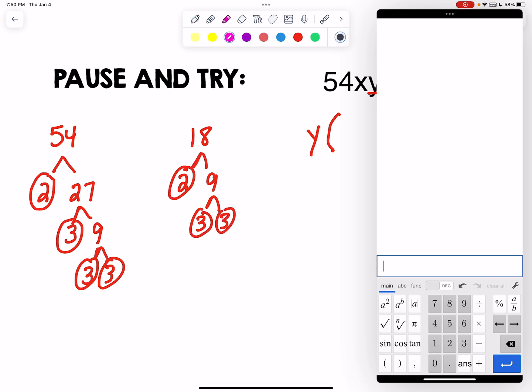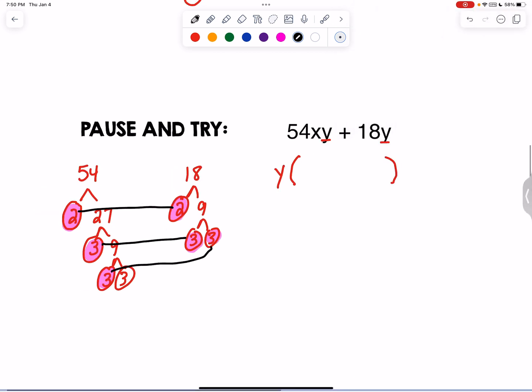So now highlight your common ones. There's a 2, there's a 3, and there's a 3. Connect them. So 2 times 3 times 3. That's my GCF for this one. So I'm going to write it down like this. So I have 2 times 3 is 6. 6 times 3 is 18. So that means I can actually pull out an 18. I already pulled out my common variable of y.